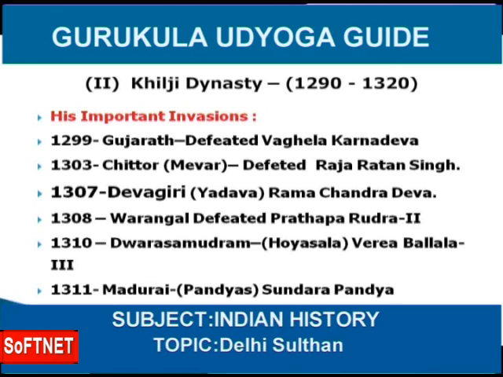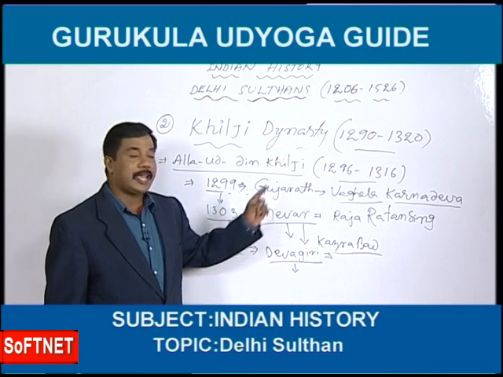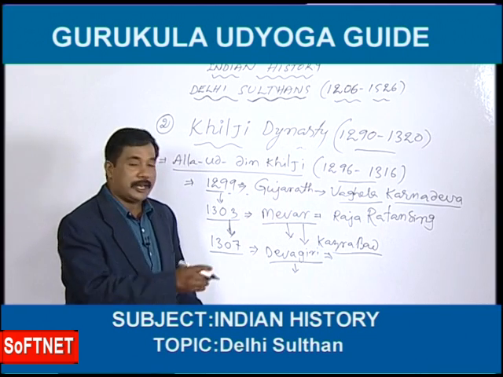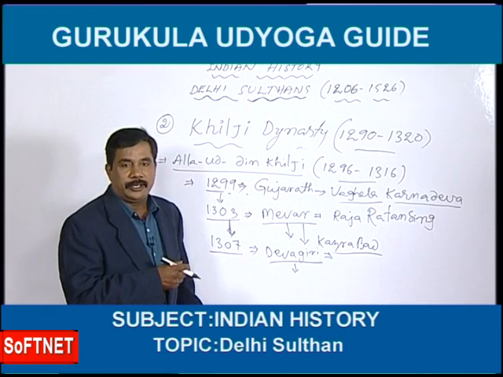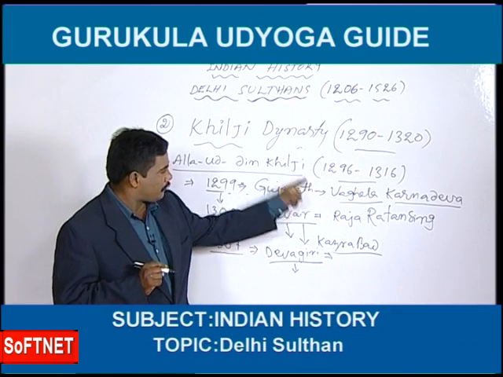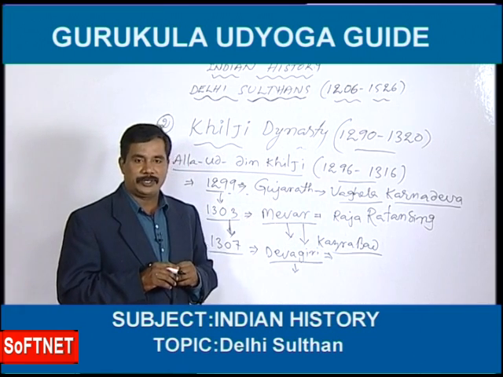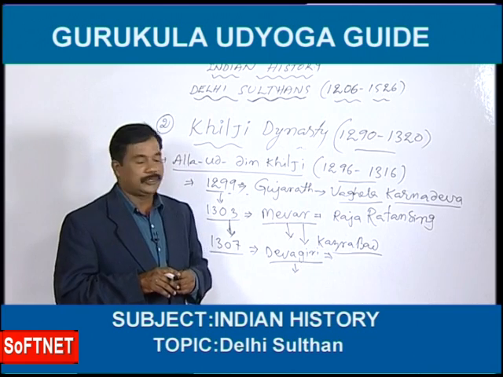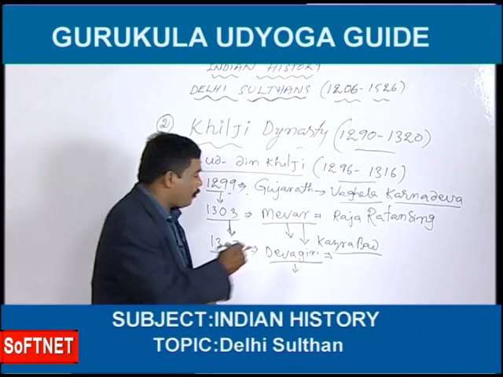But one more important incident: Vaghela Karnadeva and his daughter were taking asylum, a political shelter, in Devagiri. His daughter was Deval Devi. Khizar Khan, the son of Alauddin Khilji, married Deval Devi here. So he got Deval Devi in Devagiri. It is an important matter, so how do we know that?